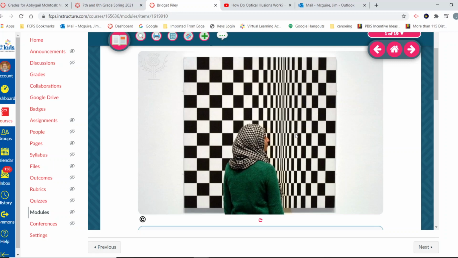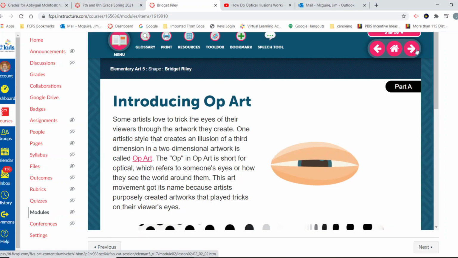For instance, she worked in what we call op art. We're going to talk a little bit about all this soon, where we create optical illusions. But one of the cool things is that she didn't use tools of any kind. All of this is done by hand. No measuring devices, no measuring tools at all. But she creates these amazing works of art.